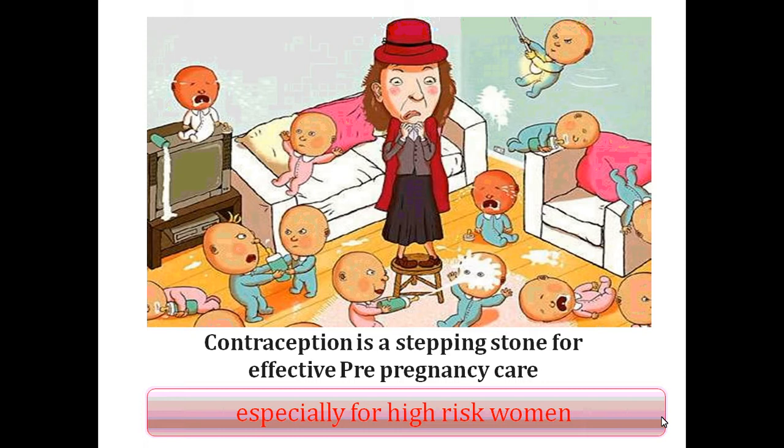What about the calendar method? WHO defined the calendar method as the voluntary avoidance of intercourse by a couple during the fertile phase of the menstrual cycle in order to avoid a pregnancy. And we have also the lactational amenorrhea method, and we'll talk about it later. How to measure the calendar method? First of all, the pregnancy rate of this method is about 40 per 100 women per year, which is a very high failure rate. General rules of this method: the cycle length must be recorded for a minimum of 6 cycles.